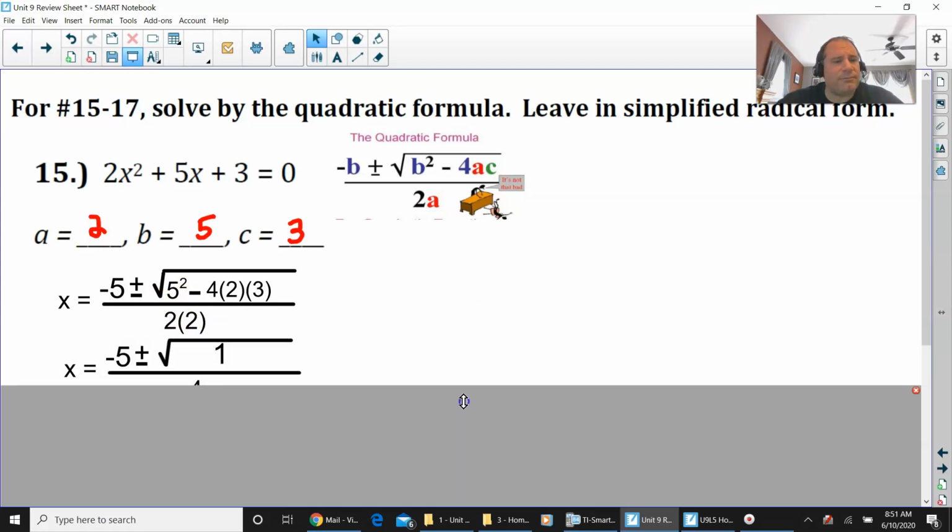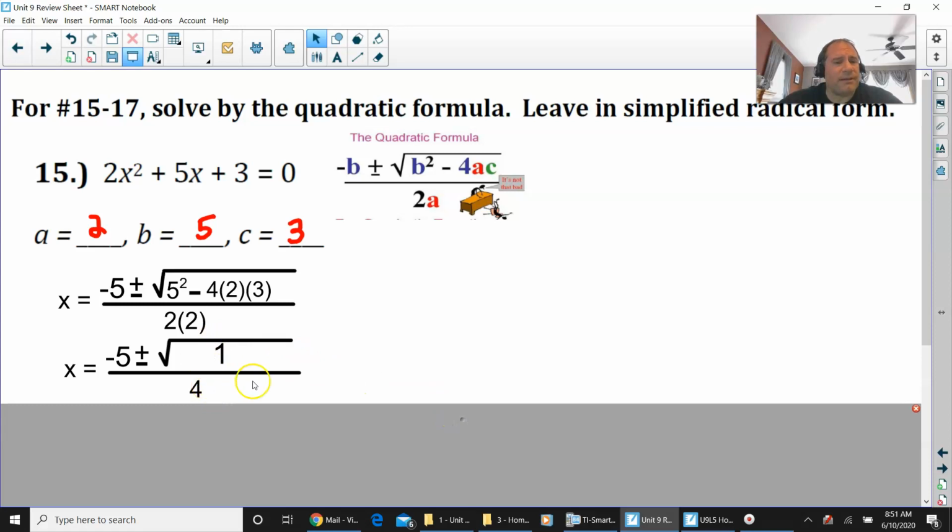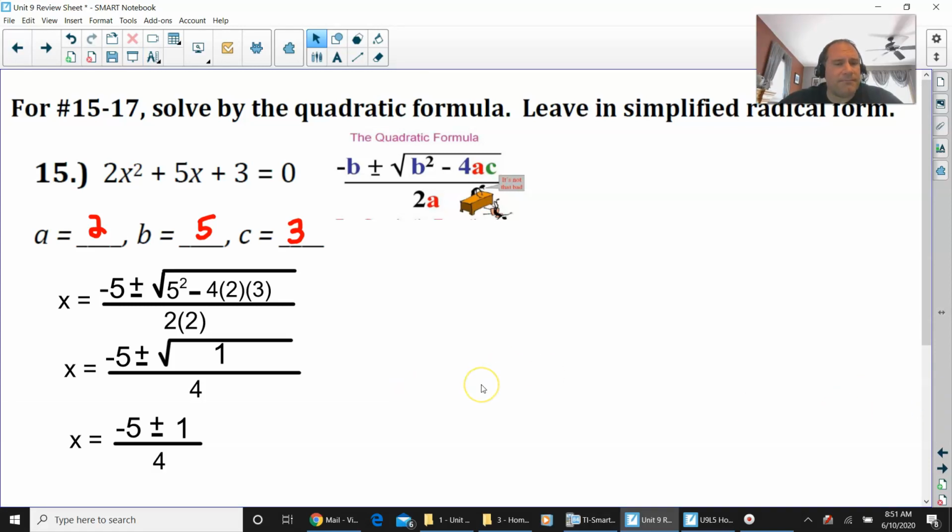And you should get this. So you put it directly into your calculator, 5 squared minus 4 times 2 times 3, and that all equals 1. So the square root of 1, the good part about that, 2 times 2 is 4 on the bottom as your denominator. And the good thing about that square root of 1 is that it's 1. That's 1 times 1 is 1. So it's perfect. It comes out -5 plus or minus 1 over 4.